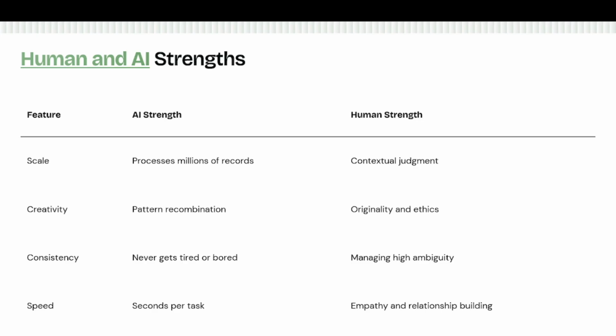So the first one is scale. In terms of scalability, agents can process millions of records per second, per minute, or per hour. That is AI strength. They can do complex work within minutes, within hours, which will take human 3 months or 1 year to achieve.